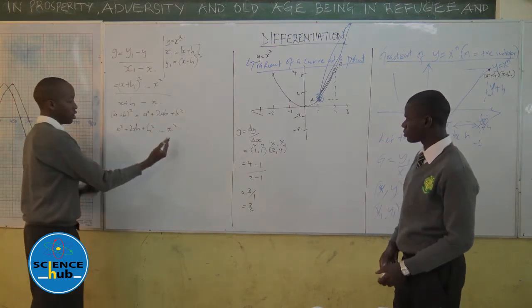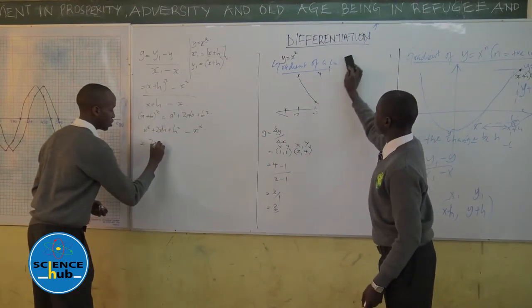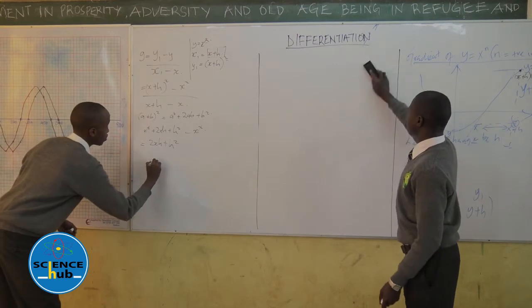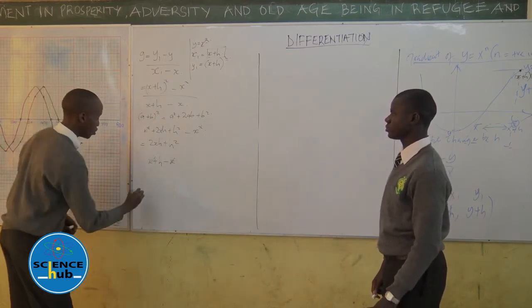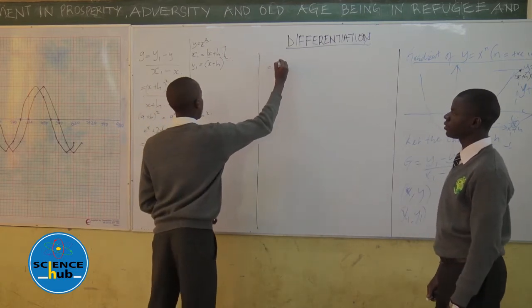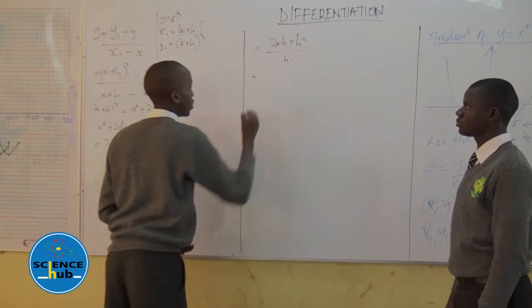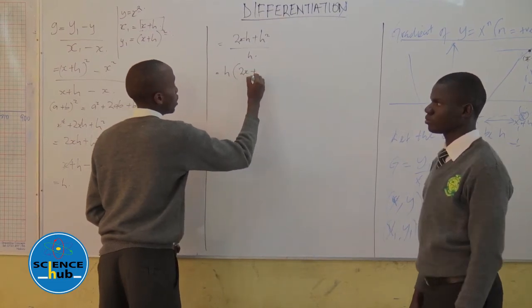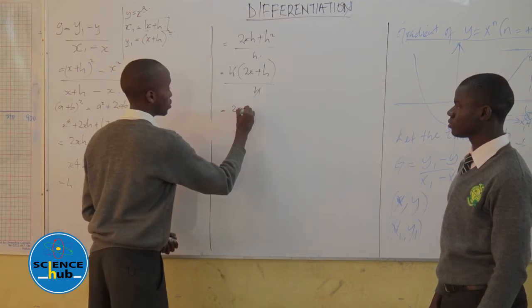First, let us calculate the numerator: this and this will go, giving us 2xh plus h squared. As we go to the denominator, we have x plus h minus x. This and this will go, giving h. So as we combine our information, we're going to have the gradient equals 2xh plus h squared over h. As you factorize the h, you have h into 2x plus h over h. So h and h will go, giving us 2x plus h.